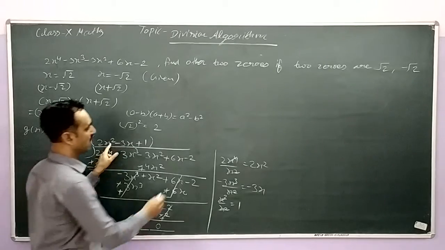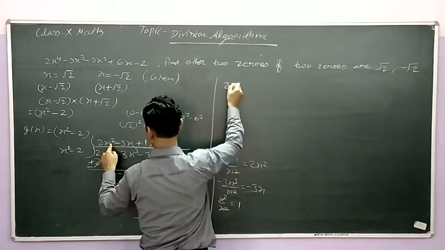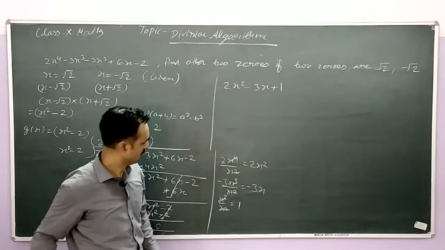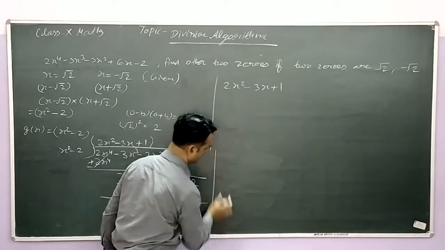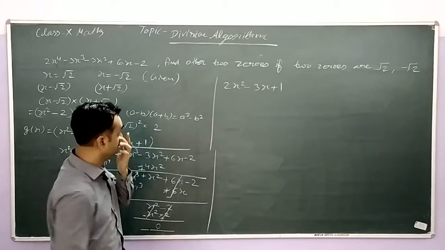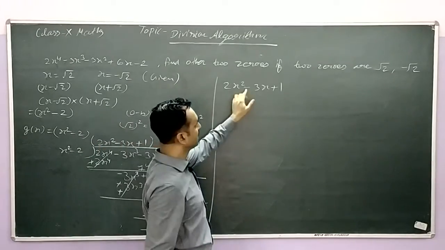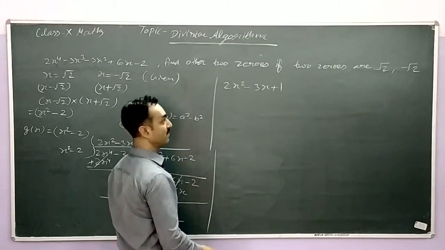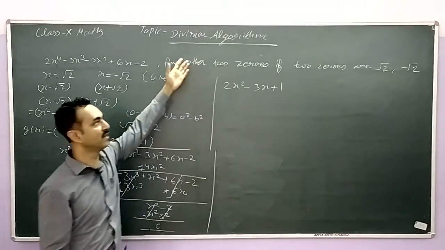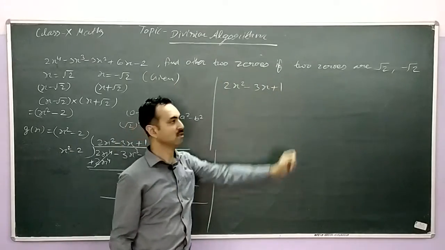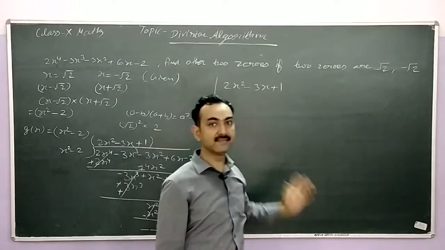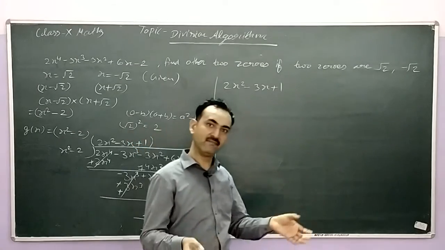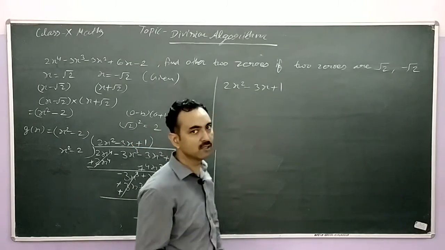This is 2x square, we write here 2x square minus 3x plus 1. Okay, remove this rough work. So now you can see, which type of polynomial is this? Quadratic polynomial. So we will do factorization. Why are we doing factorization? Because we want to find the other two zeros. When we factorize the quadratic polynomial, we get two factors, and by using those two factors, we will get the two zeros.